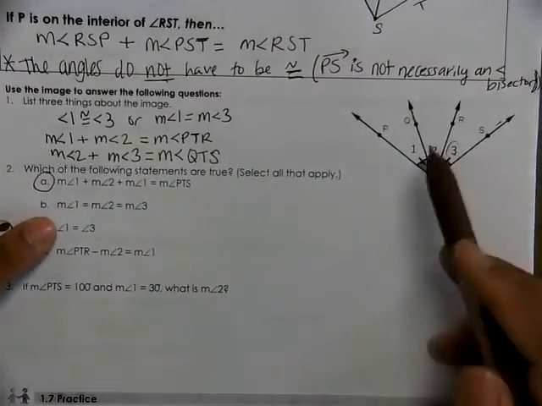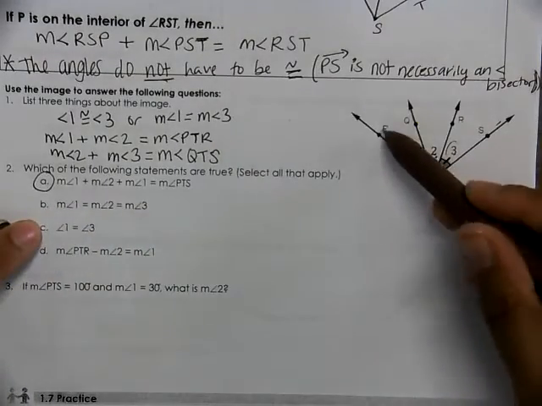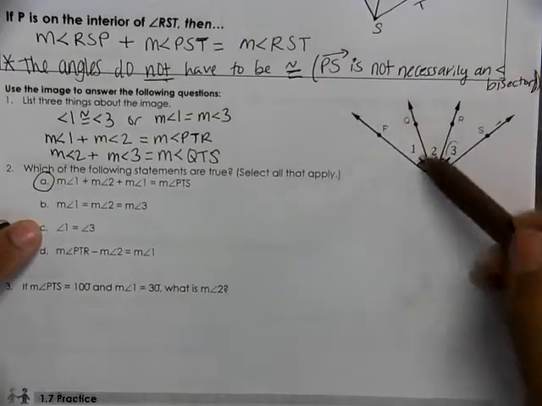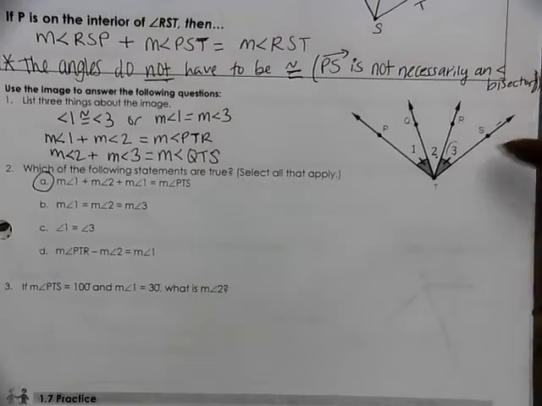But the next one says that all 3 of those angles are equal. That we don't know is true, because we don't know what PTS is, and same with all the other angles on there. I'm sorry about that.